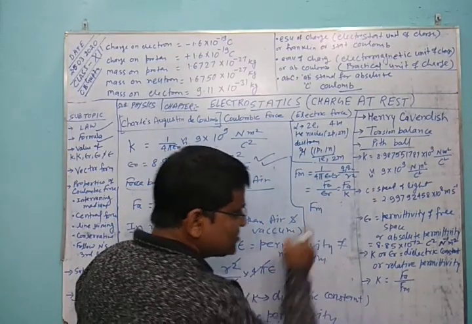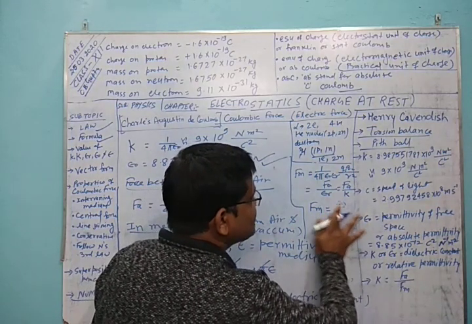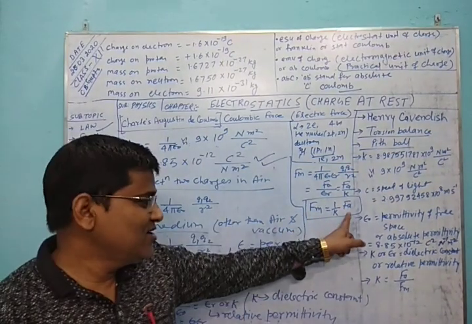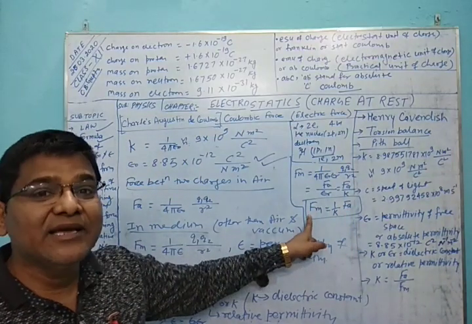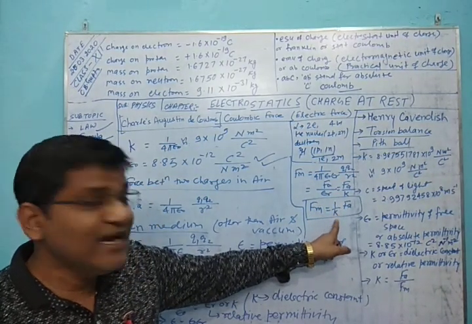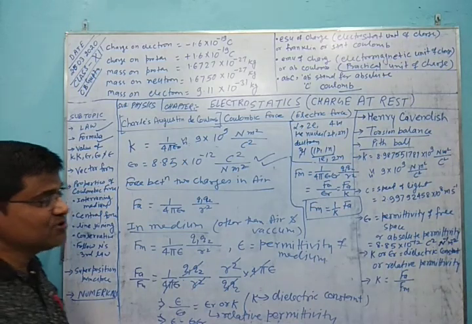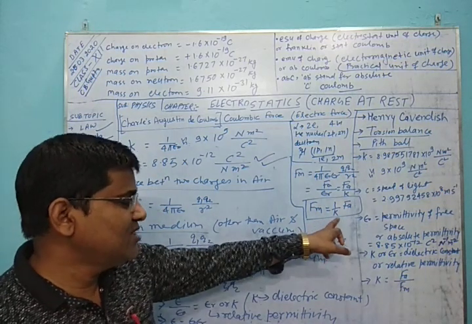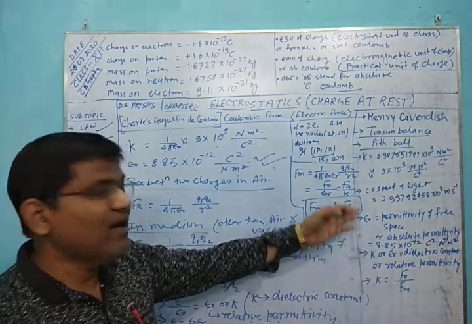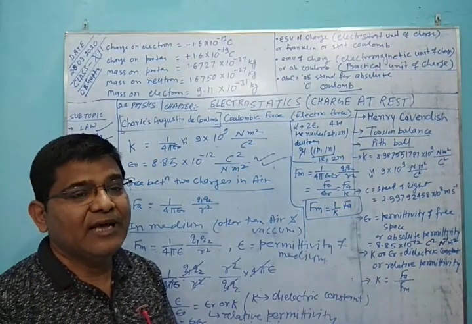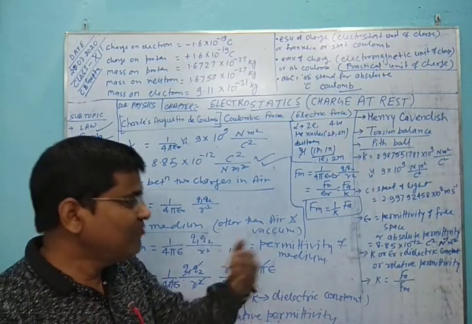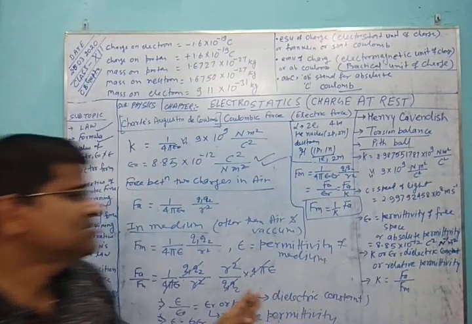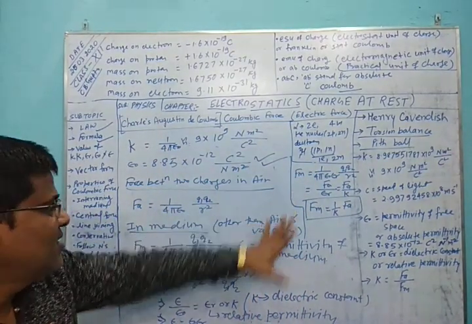It means the force in medium is 1 by k times the force in air. The force reduces by k times compared with the force between two charges in air. Okay, this is very simple. For example, if the dielectric constant is given as 81, then the value of force becomes 81 times less. This is a very good concept, and there are so many questions that depend upon these relations only. This is very simple.